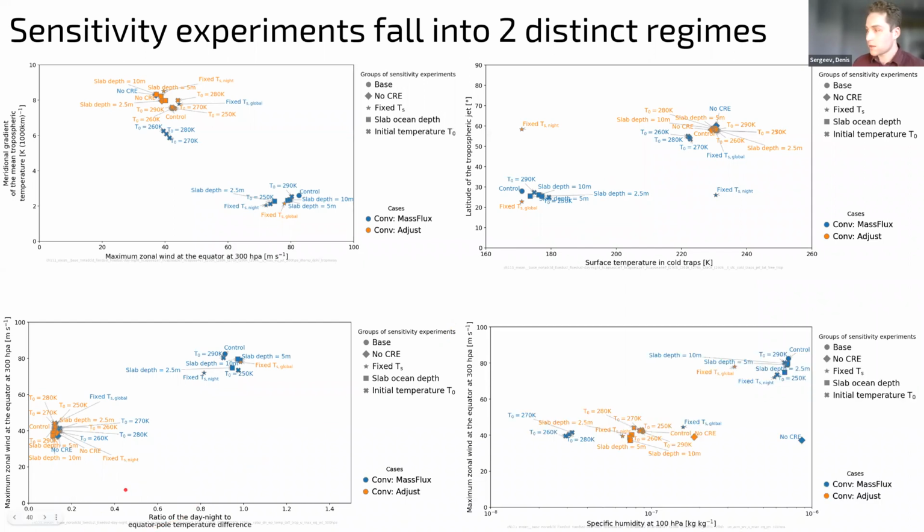as well as other dynamical characteristics of the circulation. And finally, what is also interesting is that there is, to some extent, clustering with respect to the specific humidity in the upper troposphere at around 100 hectopascals. And this, as I will later show, leads to differences in the transmission spectrum.